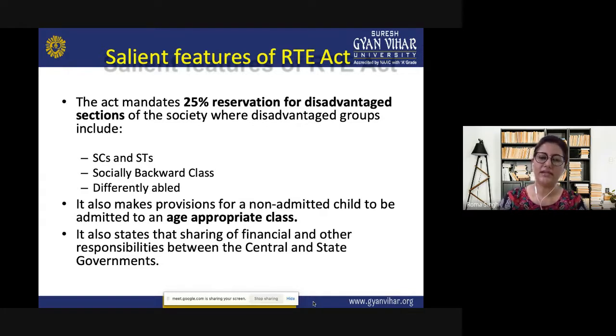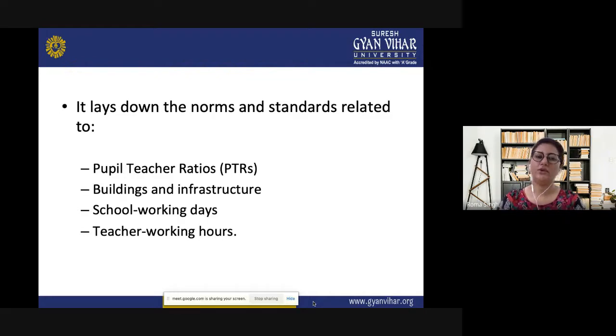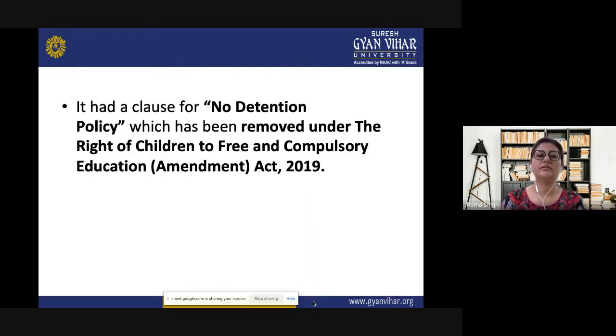It also states that financial and other responsibilities will be shared between the central and state governments. It also lays down the norms and standards related to pupil-teacher ratios, that is, for how many students there should be how many teachers, school buildings and infrastructure, the number of school working days required, and teacher working hours per week, that is, a minimum of 45 hours should be followed by the teachers.